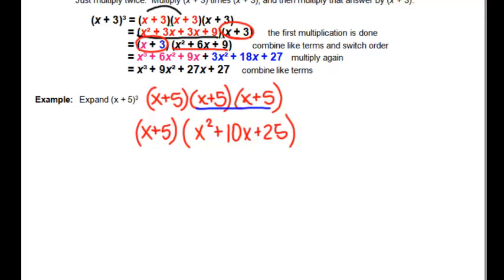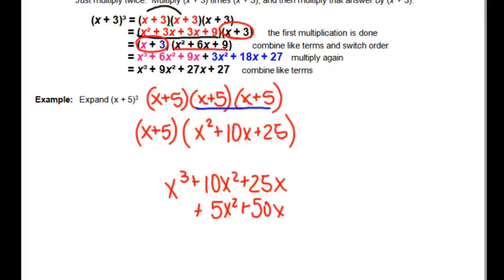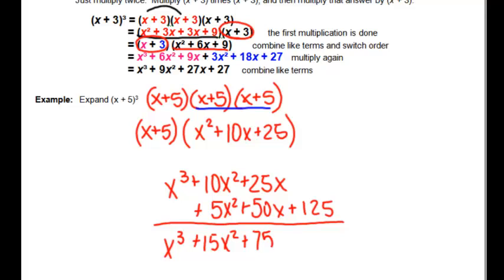So when I multiply the x by everything, I get x cubed plus 10x squared plus 25x. Now notice in my next step, I'm going to go right underneath that x squared and line them up. Plus 5x squared plus 50x plus 125. And that kind of makes combining my terms easier. That's the only advantage to that method. 15x squared, 75x, and 125.